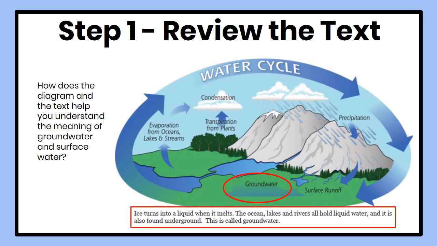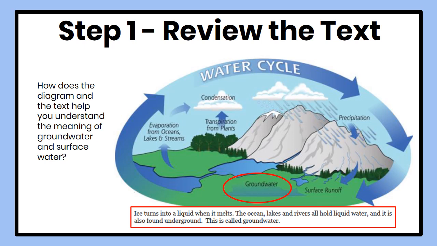I found two sentences about groundwater in paragraph 10. Ice turns into a liquid when it melts. The oceans, lakes, and rivers all hold liquid water, and it is also found underground. This is called groundwater. Based on the diagram and the text, what do you think groundwater is? That's right. Groundwater is the liquid water on Earth that is found underground beneath the Earth's surface.